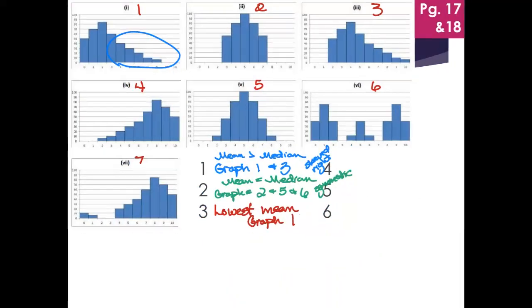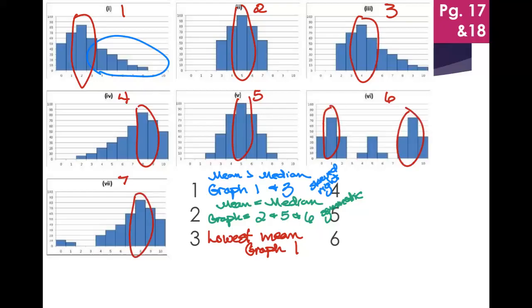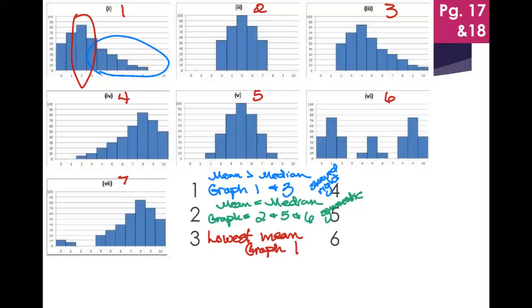The lowest or smallest mean is graph 1. Does that make sense to you? No? If you were to circle the mode of each one of these, the mode is the one that happens the most, right? The only one that is closest to being low is graph 1. So the majority of these scores are all down low. Okay? All right, so problem number 4.